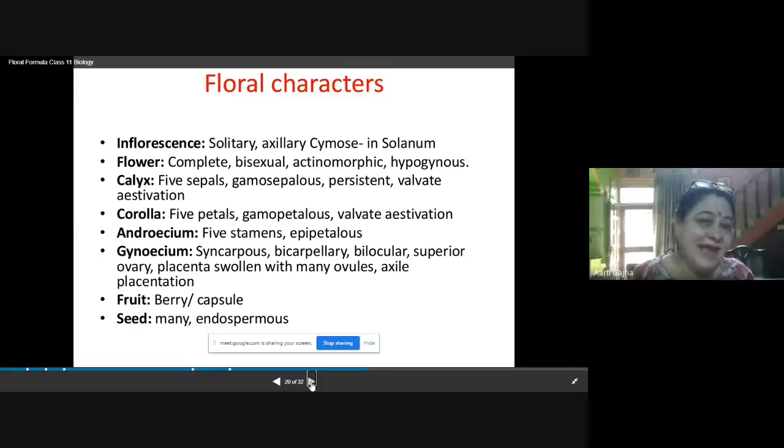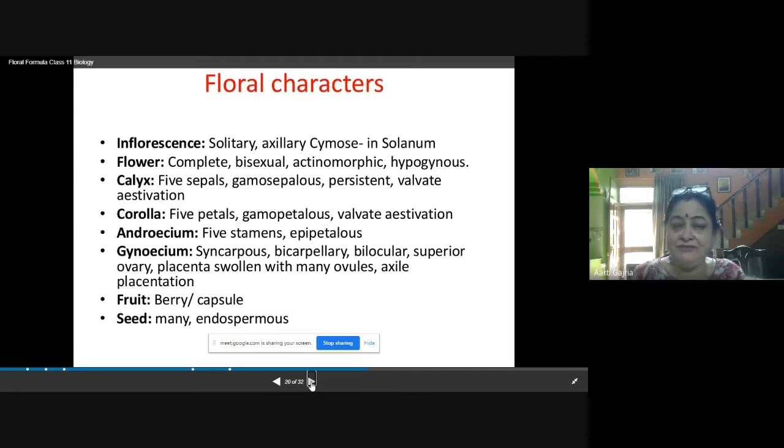Gamosepalous. What is gamosepalous? If it is fused, then it is gamosepalous. So gamo we will write in a bracket. Persistent and valvate. Valvate aestivation means there is no overlapping, only the margins are touched. Then the next whorl is corolla: 5 petals, gamopetalous, valvate aestivation.